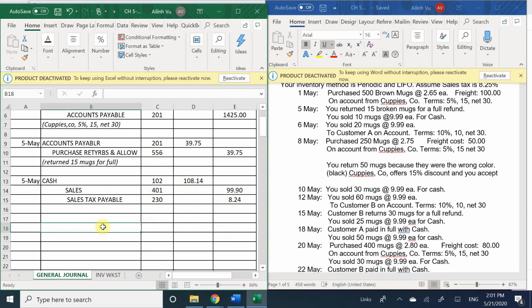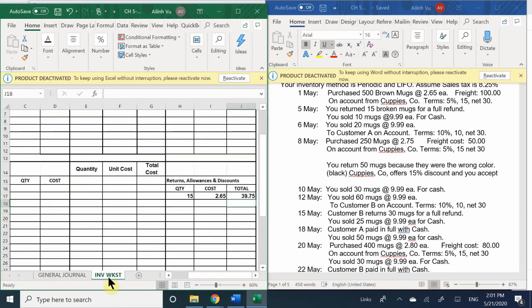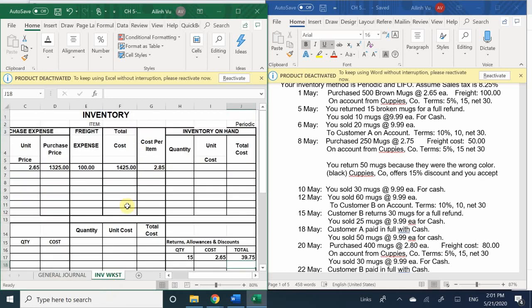All right, good. Question to you. We just made a sale. Do we need to update our inventory worksheet? Yes. Why? Because we received cash. We made a cash sale. So what does that have to do with our inventory worksheet? Well, we have less inventory. We have less mugs. All right, but what kind of tracking method are we on?